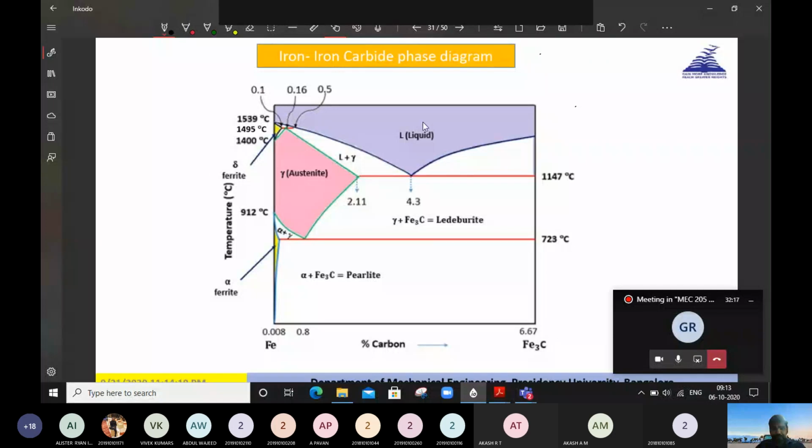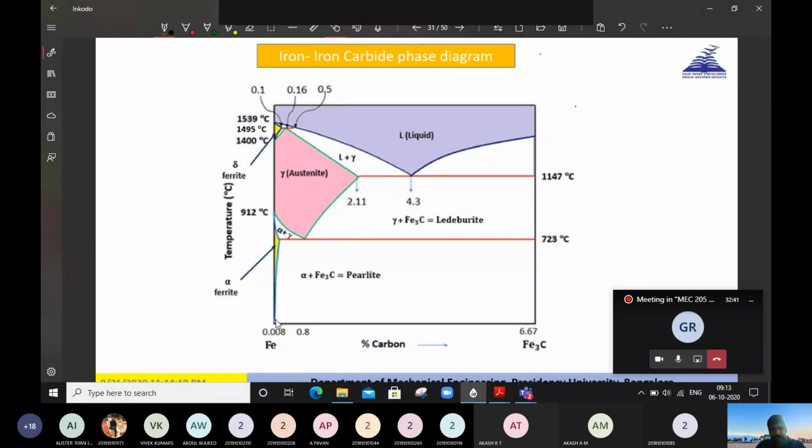So this is the iron carbide phase diagram. This looks very typical, but when you practice this, it will become very easy. Just go along with me, and things will become very easy. I will tell you how to draw this diagram. First we will explain this, then we will tell you how to draw it.